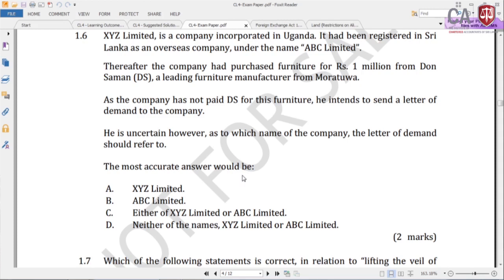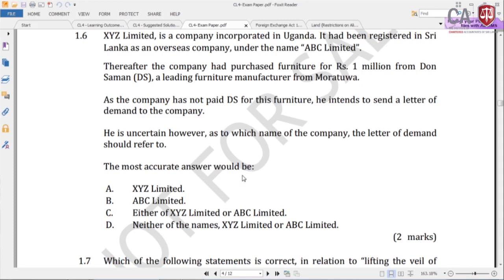So here the furniture was bought by the overseas company registered as ABC Limited, and Don Saman, who provided the furniture worth 1 million to this overseas company, has not been paid. He now intends to send the letter of demand to the company. He is uncertain, however, as to which name of the company the letter of demand should refer to.